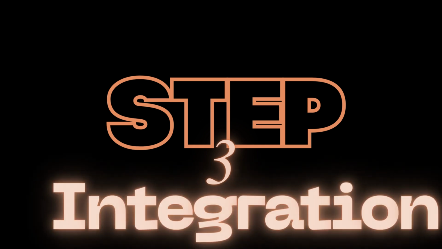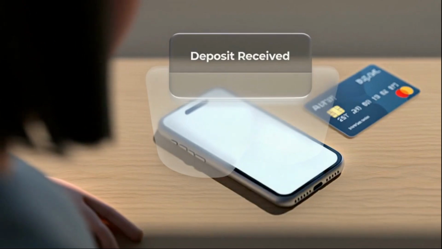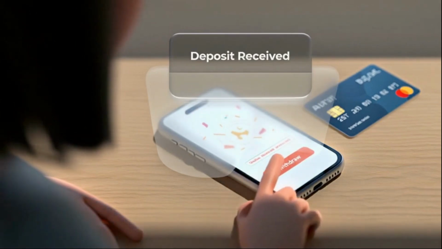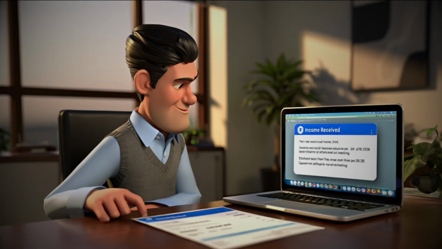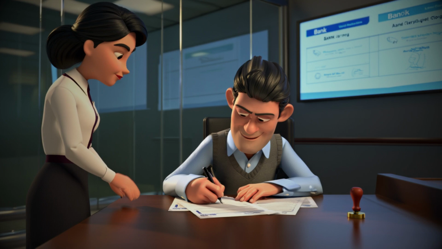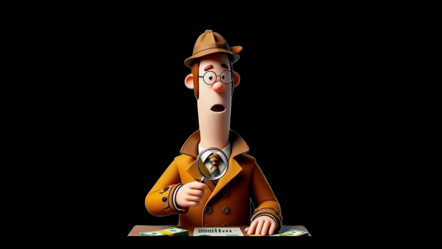Step 3. Integration. The TikTok creator withdraws the coins as real money. Now it looks like they earned it from content, even if they didn't. That dirty money becomes clean income, ready to spend, invest, or send to a bank like nothing happened. And this isn't theory. It has already happened.